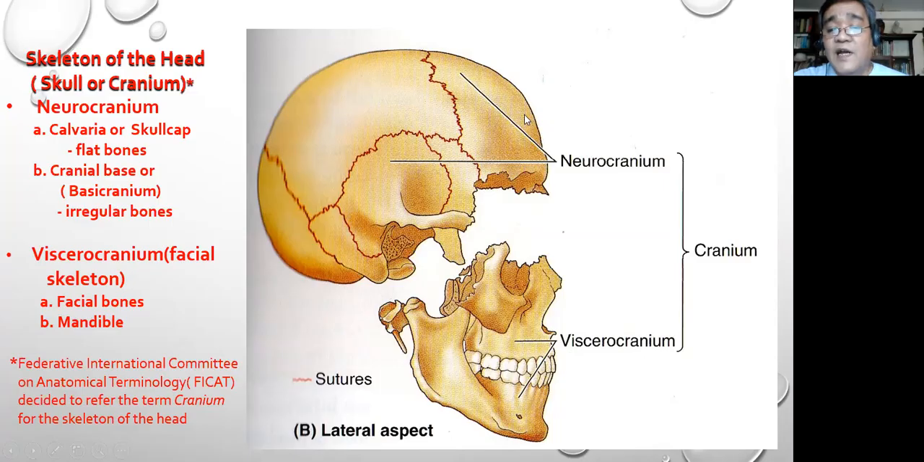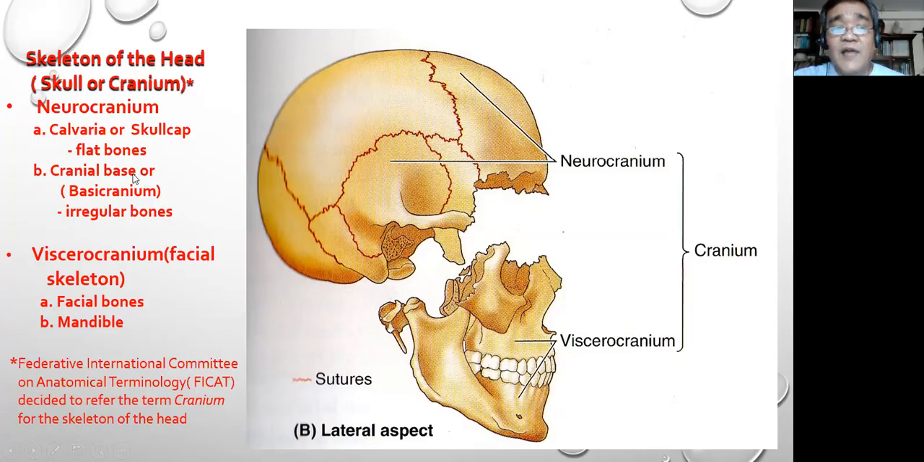The calvaria is actually made up of several flat bones, such as your frontal bone, parietal bone, occipital bone, temporal bone, and they are joined together by interlocking sutures, which are actually made up of fibrous joints. While your cranial base or the floor of the cranium is made up of irregular bones. And what are these bones that form your cranial base? Well, these are your sphenoid bone, the ethmoid bone, as well as partly the temporal bone.